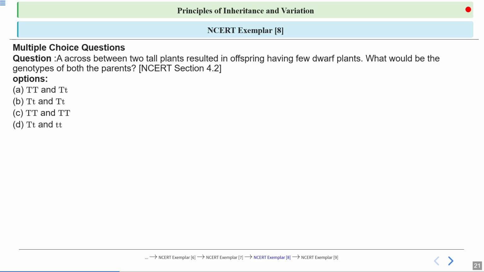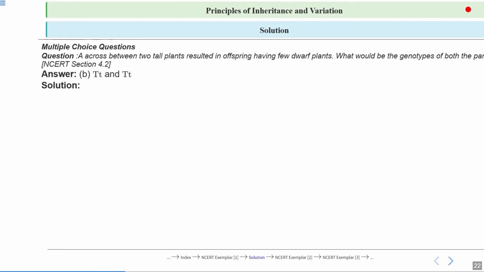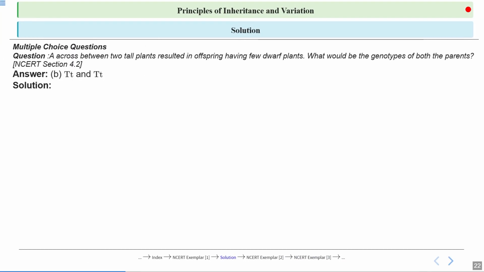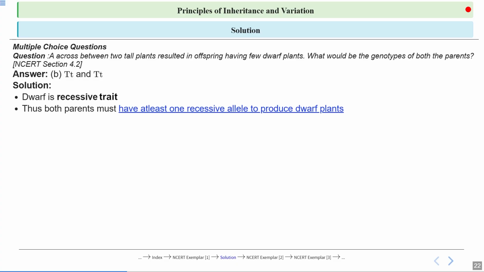So let's have a look at the answer now. Okay, option number B, capital T small t and capital T small t. Dwarfed is a recessive trait. Thus, both parents must have at least one recessive allele to produce dwarfed plants. Clear? So both the parents should have at least the dwarfed allele in them, meaning small t. They should have small t.